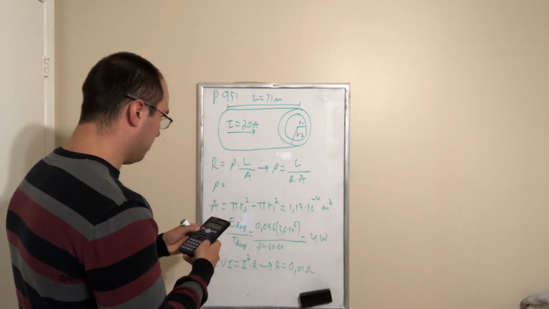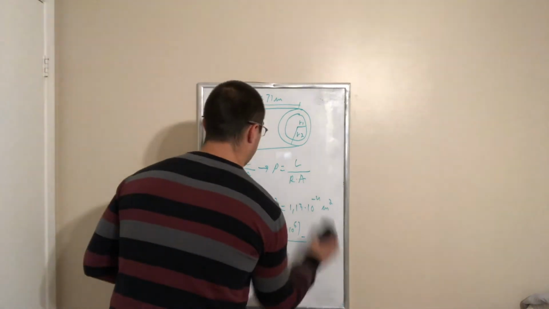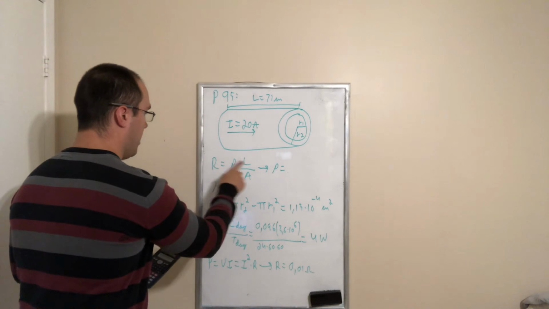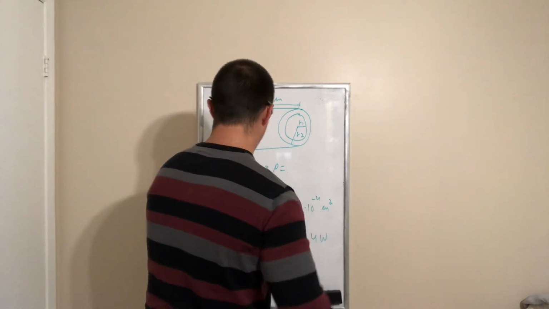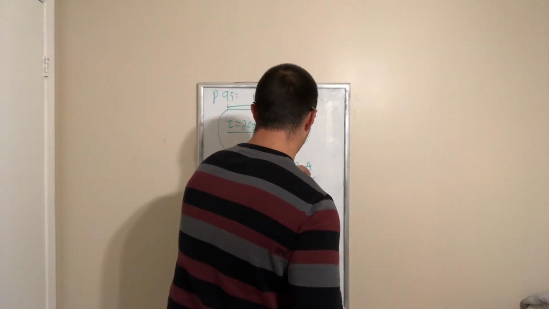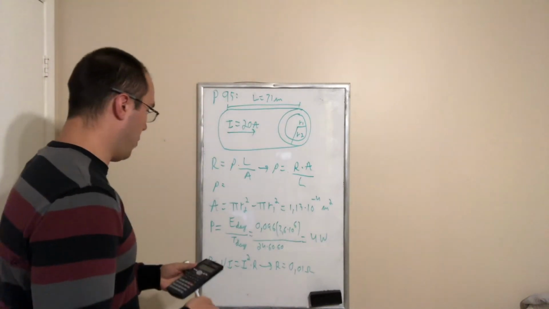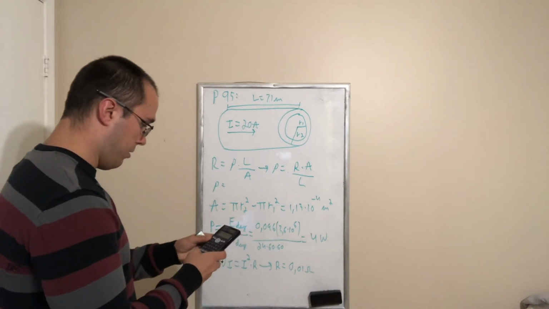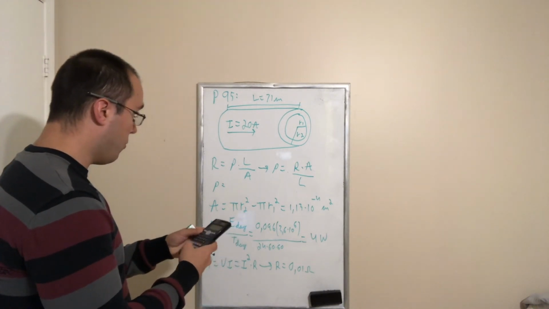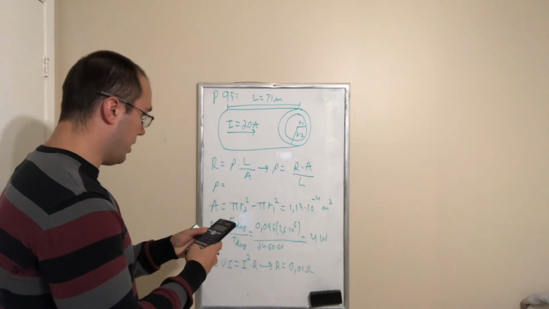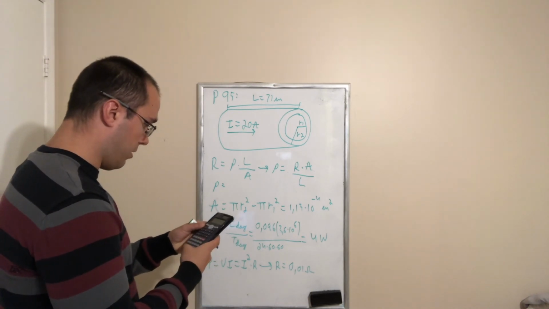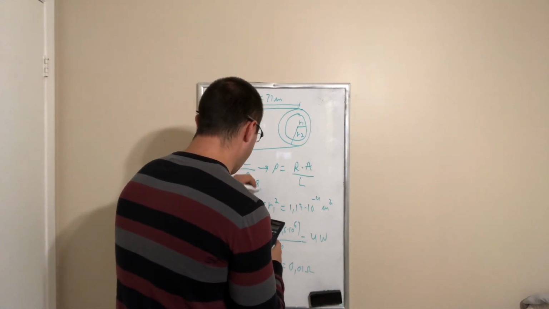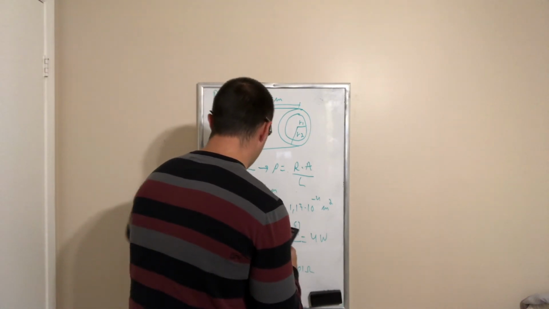Oh, there's a mistake here. For the resistivity, we flip the A, divide the L. Okay, so it's R multiplied by A divided by L. All right, that makes way more sense now. So let's have a look at this. So area 1.13 multiplied by 10 to the power minus 4 multiplied by 0.01 and divided by 71. And we get 1.6 multiplied by 10 to the power minus 8 ohm meter.